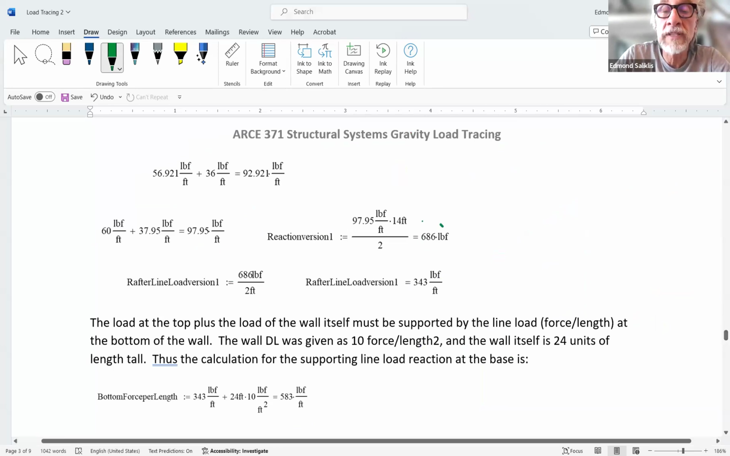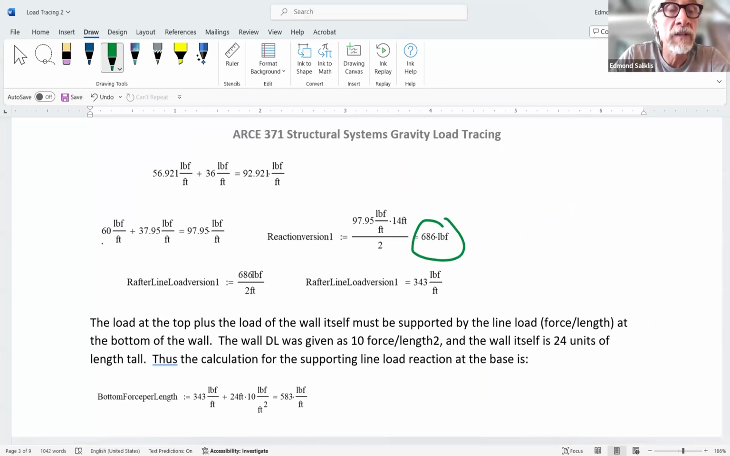And there it is. I did it in a different way here. I did it as line loads, which you could check the way I did it here. Now, that is not the line load on the top of the wall. That is simply a reaction. That is a force, not a force per length. Here I use pounds force, but you could use kilonewtons. It is not a force per length. So how do I make it a force per length? I divide by a length.